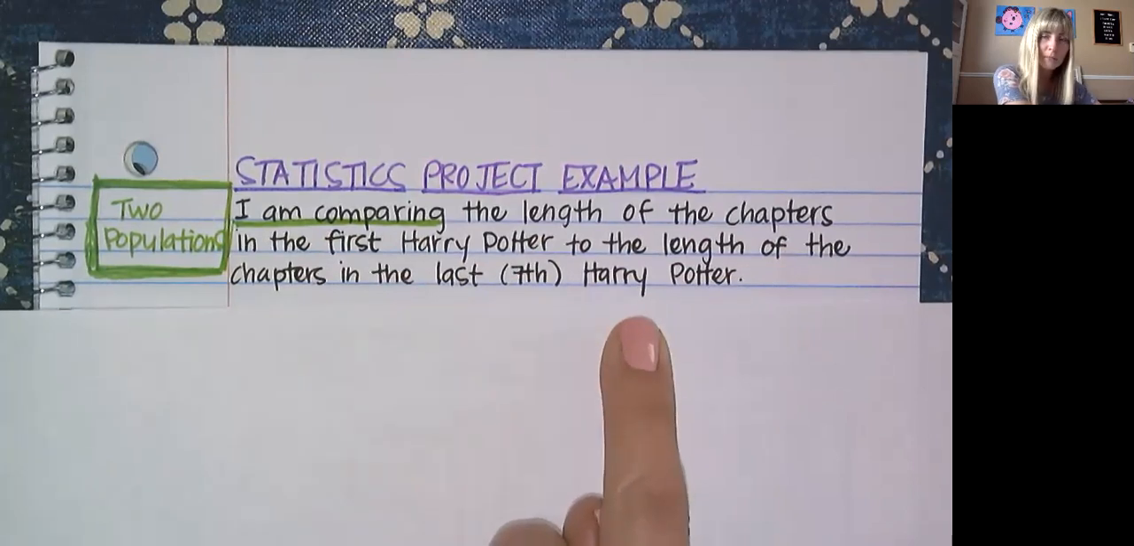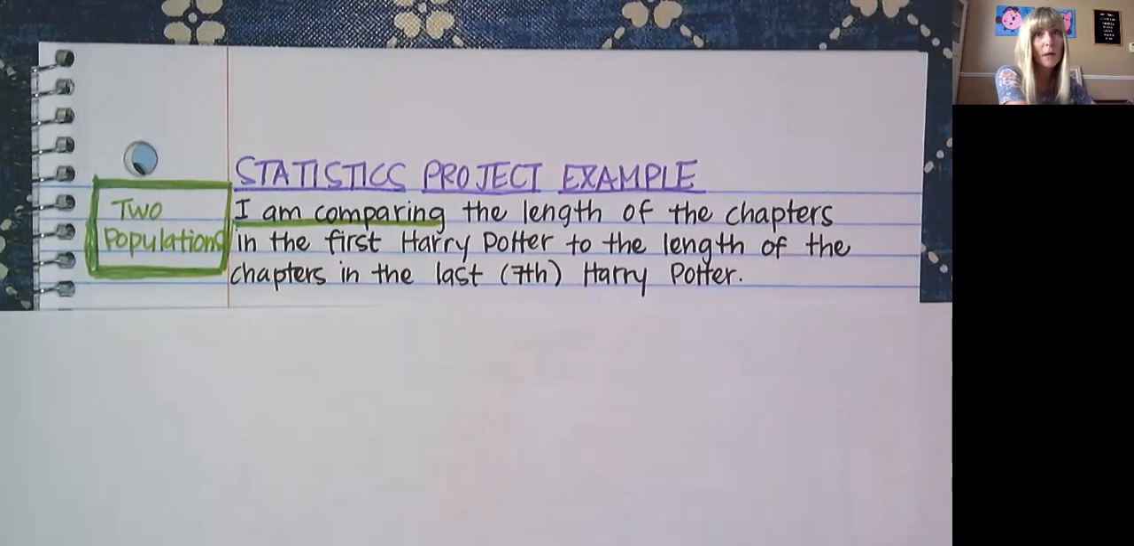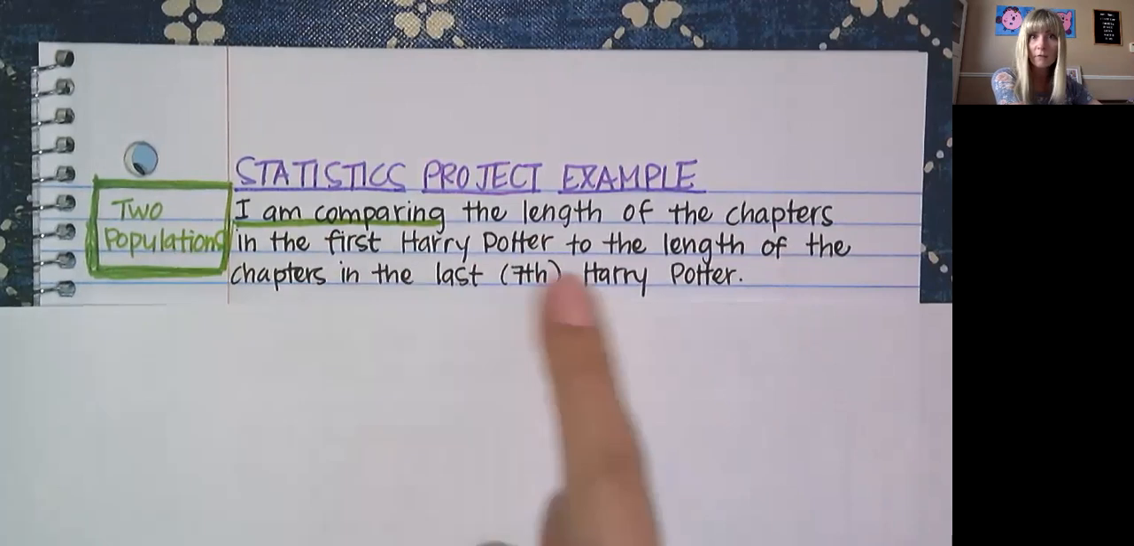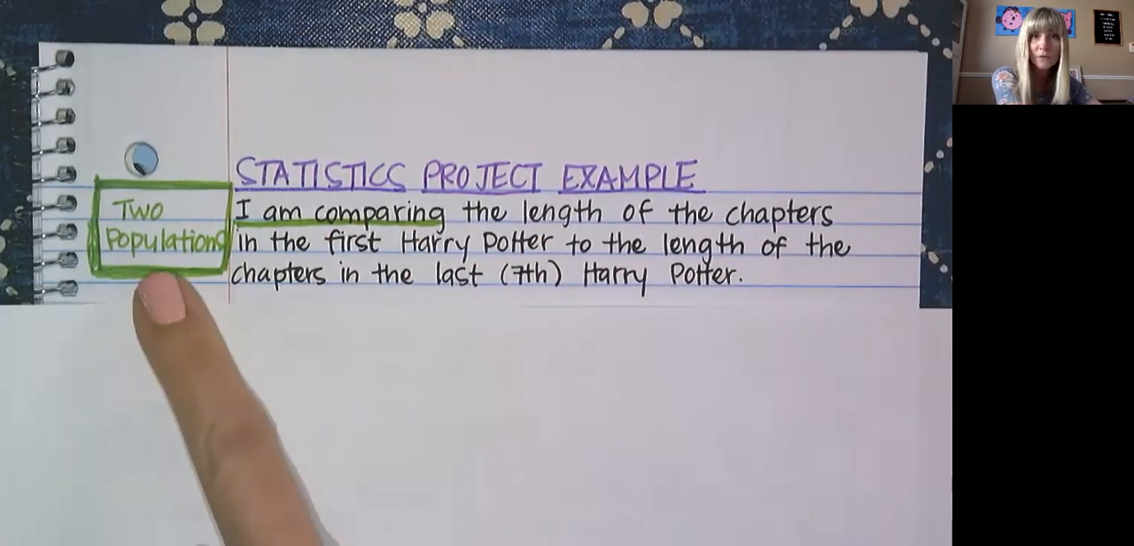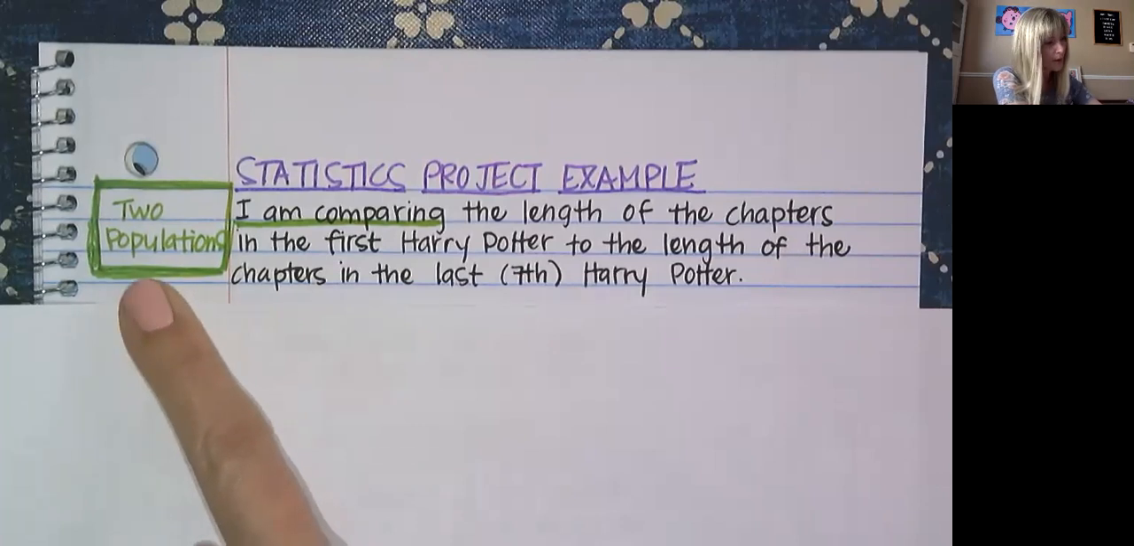The length of the chapters is a page number, so that's numerical. I know I can get numbers from this. 17 pages, 25 pages, 13 pages, 17 pages, numerical. I know I can get numerical data from this. You do need to write all of this down, so feel free to pause the video at any point you need to. So your first step in this project is going to be 2 populations.